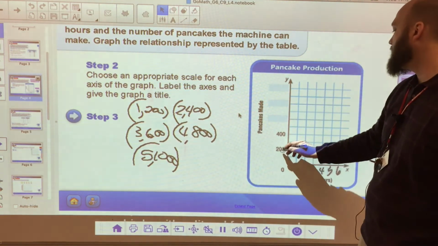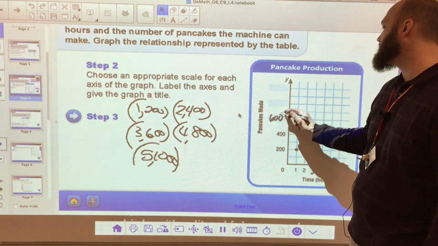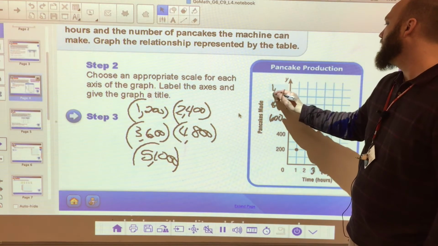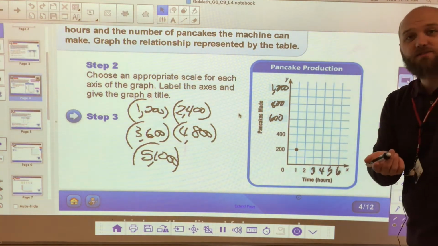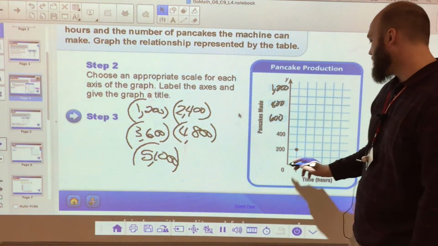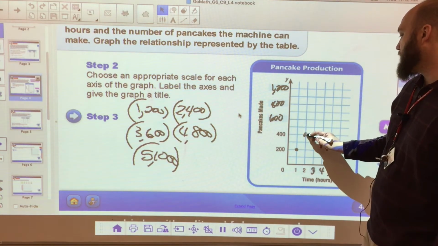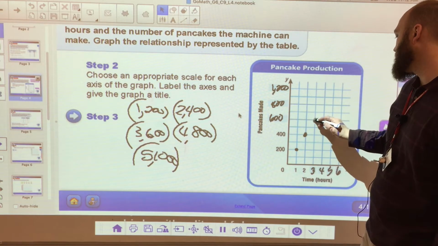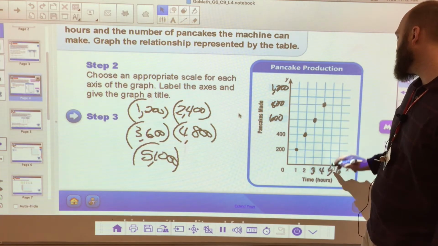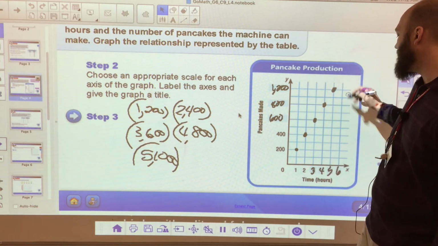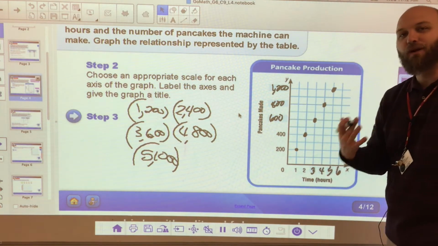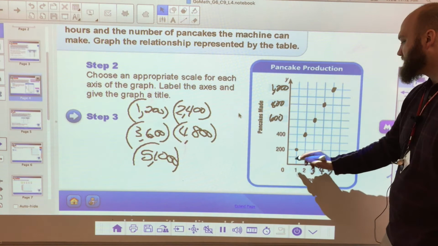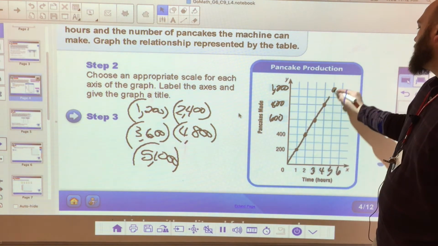All right, so then I have 200, 400. Let's follow the pattern. 600, 800, and 1,000. Now I just connect the dots, right? 1 to 200, 2 to 400, 3 to 600, 4 to 800, 5 to 1,000, and I don't have 6 on here. Once I've made my dots, and that's important, you don't want to guess, just make your dots and then connect them with a line.